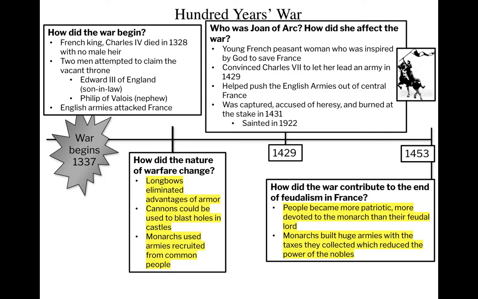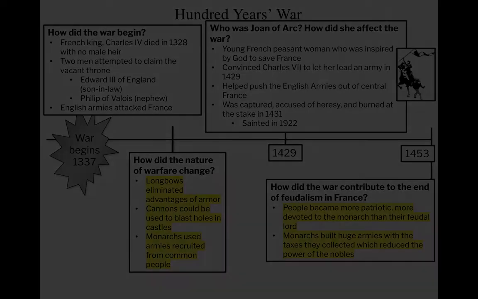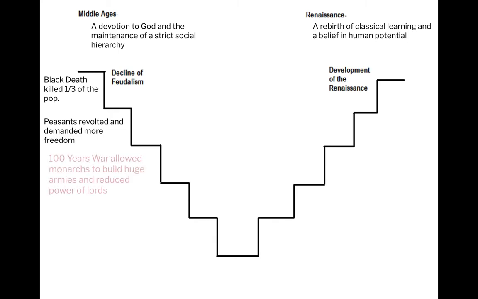But monarchs also started to build huge armies with the taxes they collected, and that reduced the power of the nobility. All right, getting back to the staircase. So the 100 Years' War allowed monarchs to build huge armies and reduce the power of lords. I think that's the only one of this. It is. Okay. So there's that.